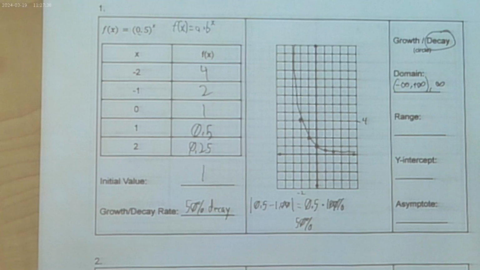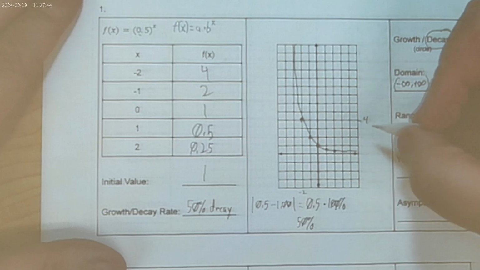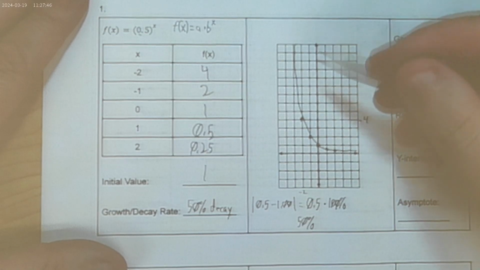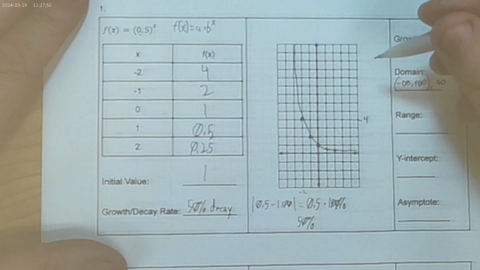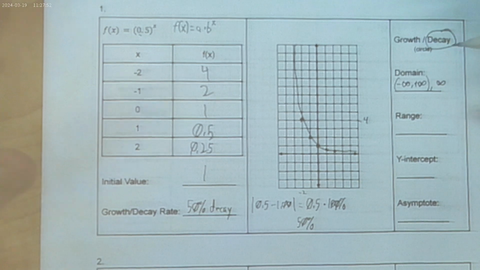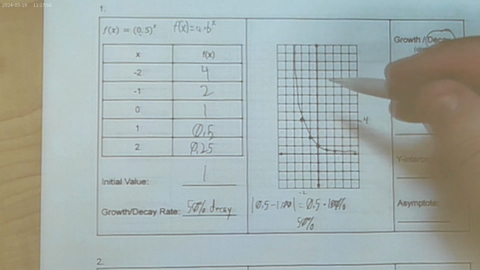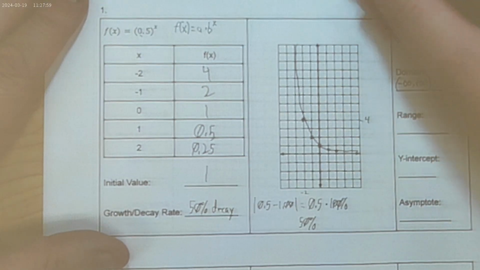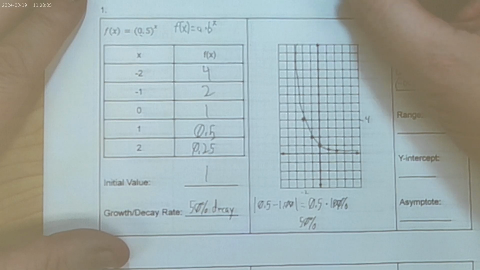So the range. Now the range is a little bit more complicated. The range deals with up-down values. The range deals with y values. So what that means is, is there a maximum y value that we can achieve? Is there an x that we can put in where all of a sudden we get to a point on this vertical line where we put in an x, and then we just can't go any higher? We can't go any higher than where we are right now.